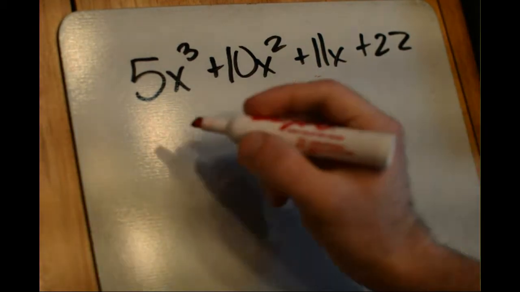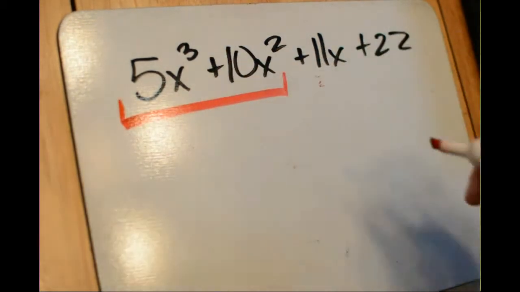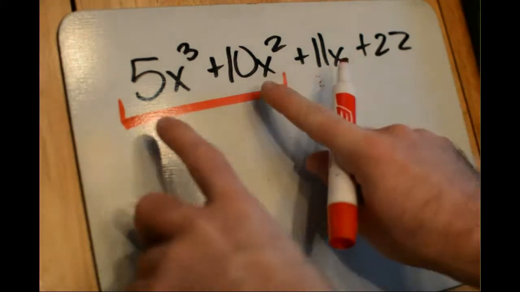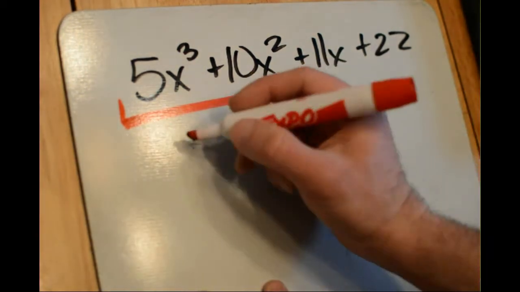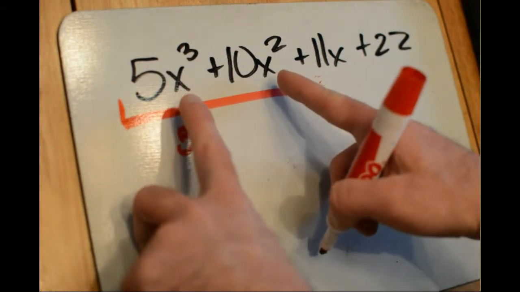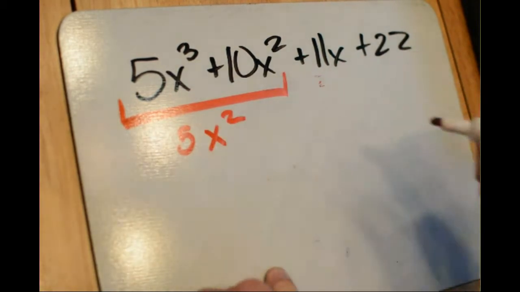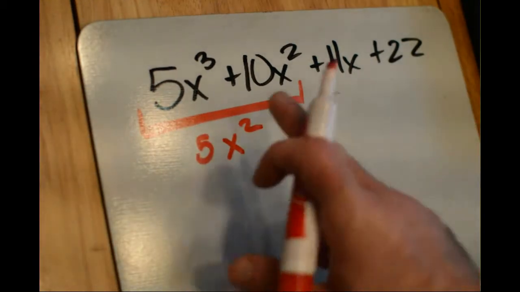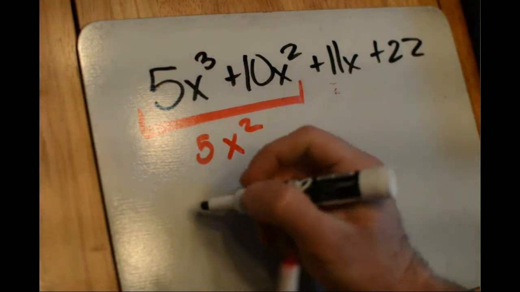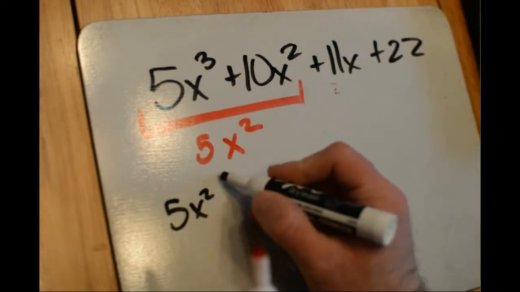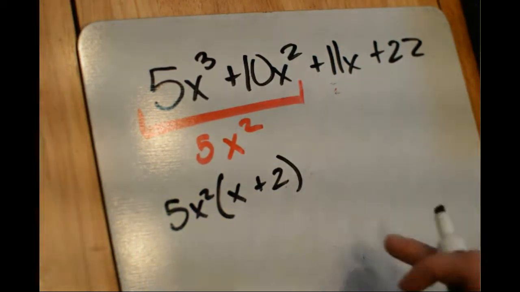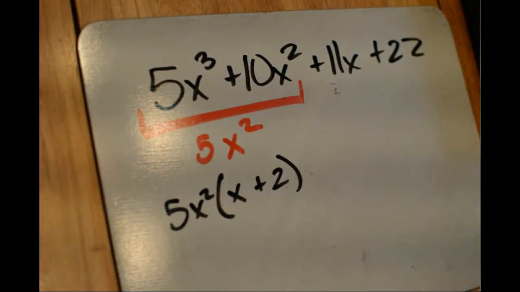Once they're in order, take a look at the first 2 terms that you see. And what's the GCF of those first 2 terms? Well, 5 goes into 5 and 10, so the GCF is 5. And both of them have an x, and I can take at most x squared from both of those terms. So the GCF of these first 2 terms is 5x squared, and I want to go ahead and factor that out. So I have 5x squared, and that's going to leave me with x plus 2, and I factored out the GCF from the first 2 terms.